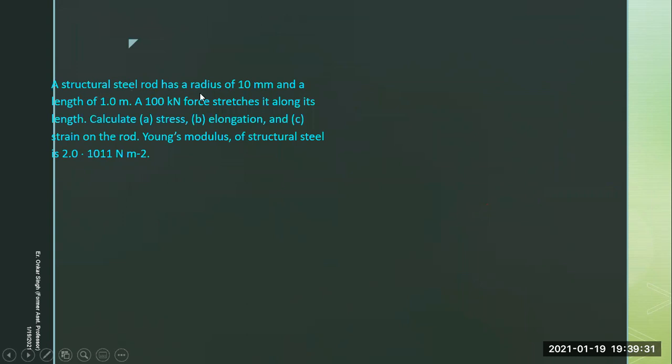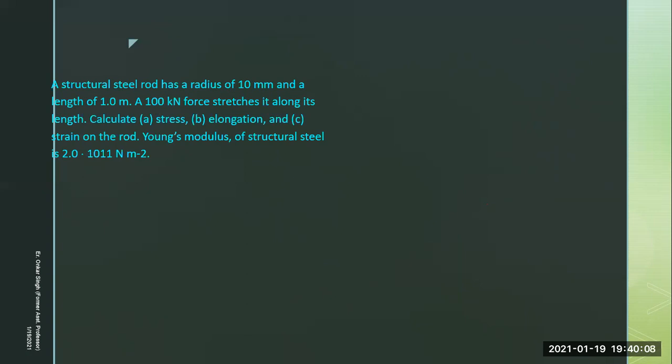Now, students, we want to do a numerical. A structural steel rod has a radius of 10 mm. When I say rod, it means it has cylindrical surfaces. So we have a cylindrical steel rod. The radius is 10 mm and length is 1 meter. A 100 kilonewton force stretches it along its length. Calculate stress, elongation, and strain in the rod. Young's modulus of the steel is given. So we want to calculate all these things.